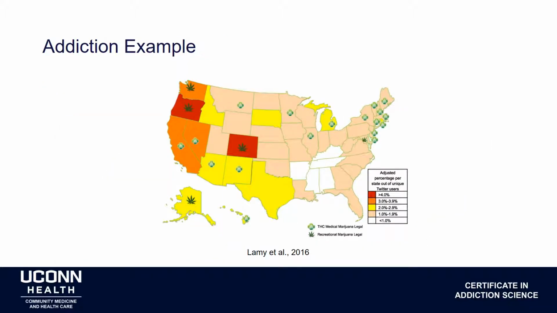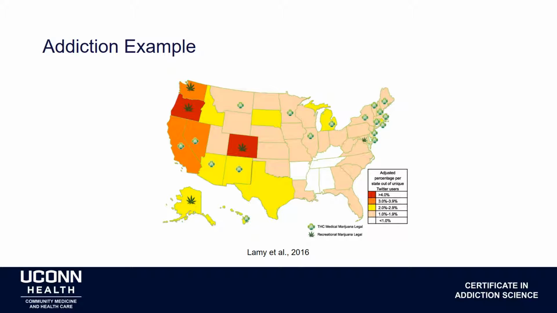Now, we also do this for addiction, or we can do this in addiction science. This is an example of where they were looking to see if marijuana laws were impacting essentially consumptive behaviors. But since they couldn't measure consumption itself, they were seeing if marijuana regulation influenced the number of people who talked about using marijuana. Again, on Twitter, it seems to be one of the more accessible social media platforms out there for this type of research.